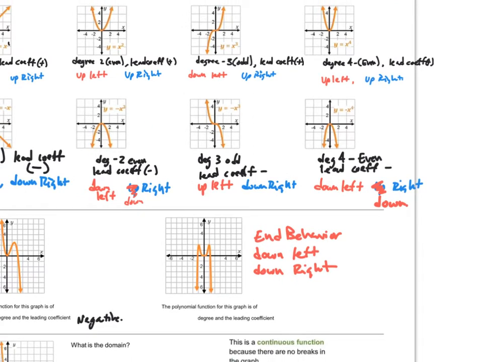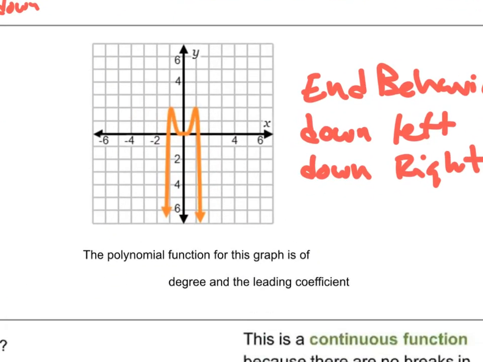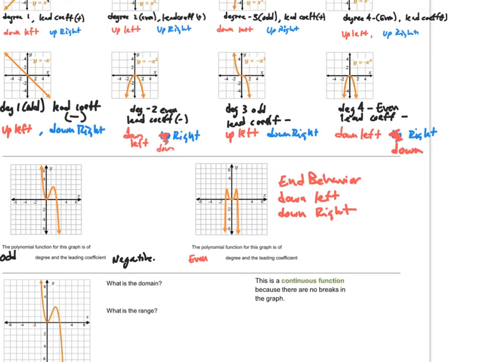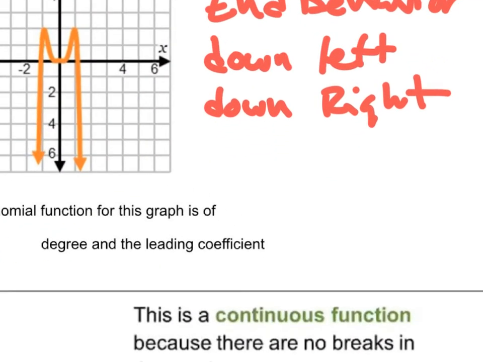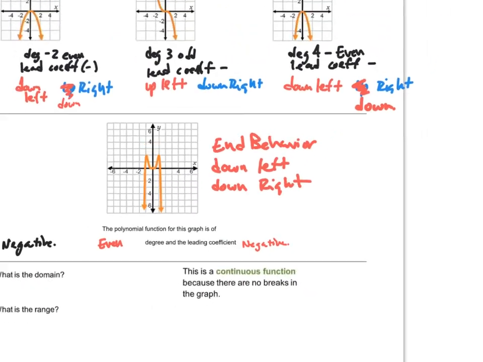All right, so then what we want to do is take a look and say, since they're going in the same direction, that means it's got a graph that looks kind of like this and kind of like this. So I know that the degree of this is even. But since they're both going down, like these are, then I know that my leading coefficient has to be negative. All right, so my leading coefficient is negative. Sorry about the confusion.